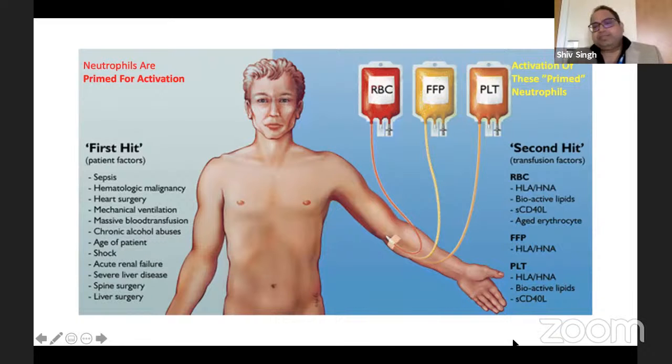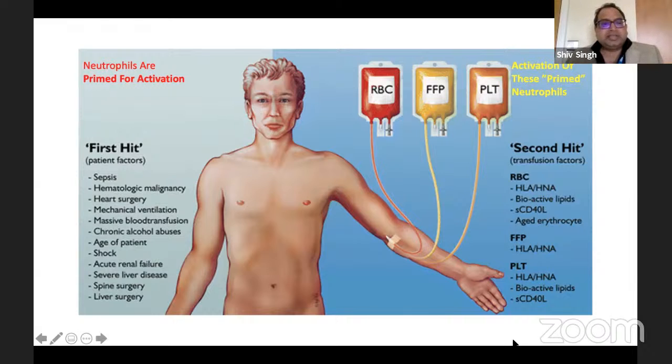The patient has sepsis, or has a history of hematological malignancy, has had cardiopulmonary bypass or heart surgery, or has been mechanically ventilated for whatever reason. There is a history of massive blood transfusion. The patient has a history of chronic alcohol abuse, is of old age, or may be in shock or acute renal failure. There is a history of severe liver disease. The patient has had a spine surgery, which is usually associated with massive blood transfusion or liver surgery, again where there is a large amount of transfusion.